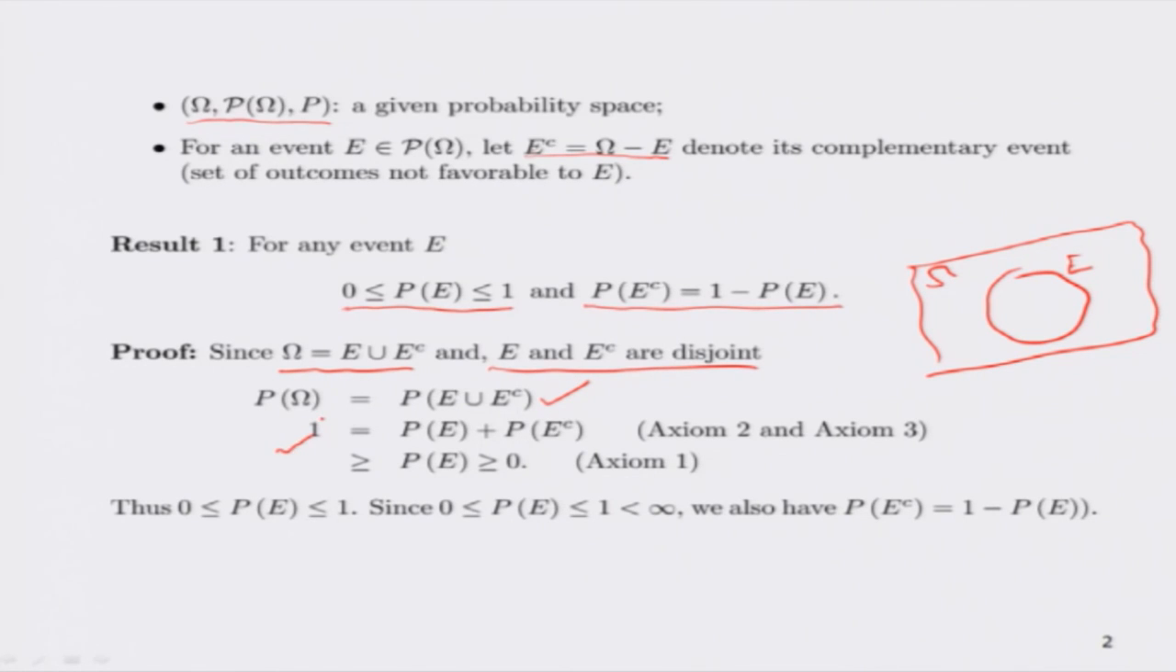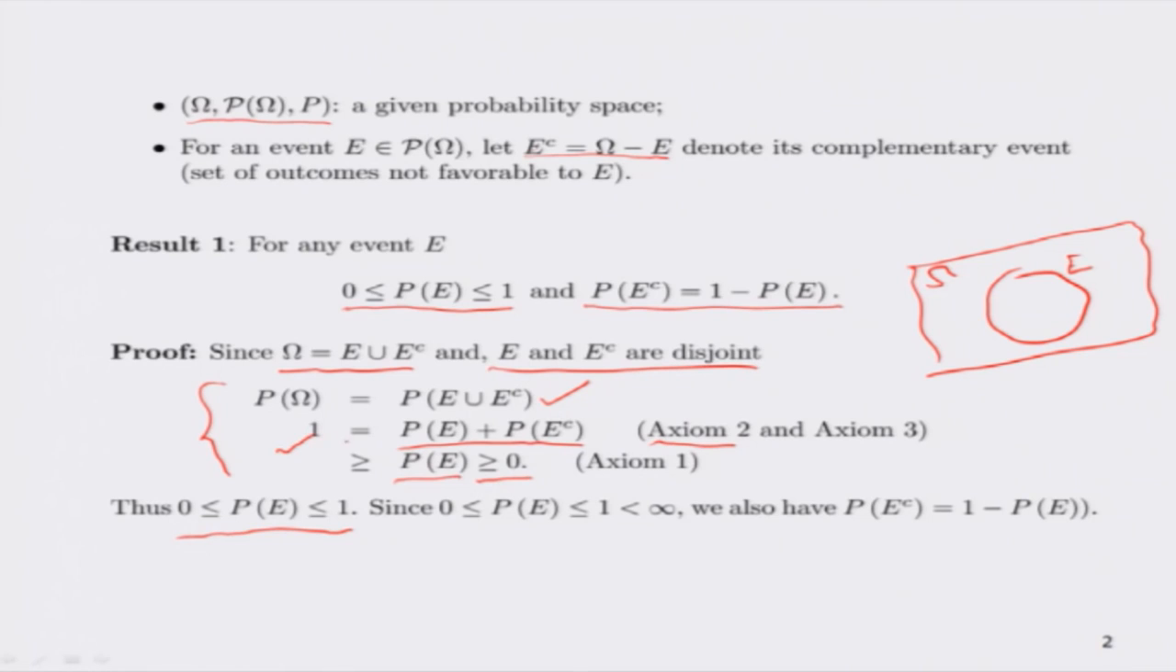Since E and E complement are disjoint, using axiom 2, P of E union E complement is the same as the sum of the individual probabilities. Now I know that by axiom 1 probability is always non-negative. So P of E complement is always greater than or equal to 0. So this sum will always be greater than or equal to P of E, and P of E is always greater than or equal to 0 by axiom 1. If we combine all these 3 observations, we observe probability is always between 0 and 1.